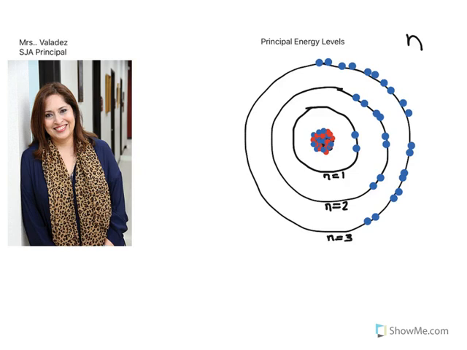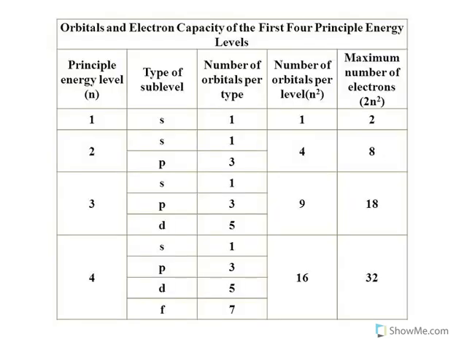You might notice that as we increase the energy level, we also increase the amount of electrons that can be housed within that energy level, and that's true. But also the number of the principal energy level is also the total number of different types of orbitals that can exist in that energy level. Alright, so let's take a look at this table and try to make some sense of it.